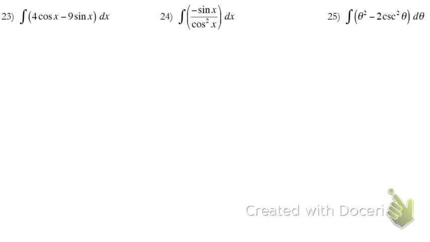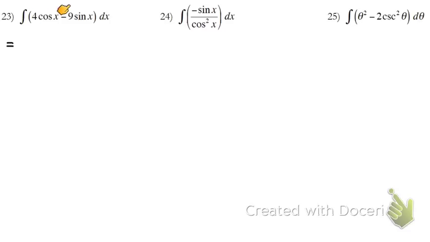Again, if you're feeling a little brave and daring, maybe pause the video and try some of these on your own. And then unpause it when you're ready to check some of your answers, or if you need a hint along the way. For number 23, this is a combination of these numbers that are being multiplied.